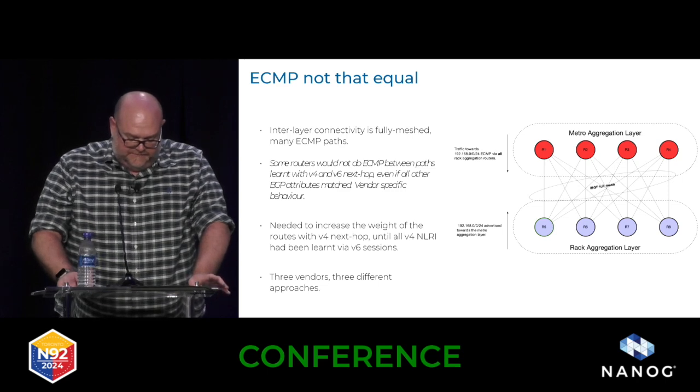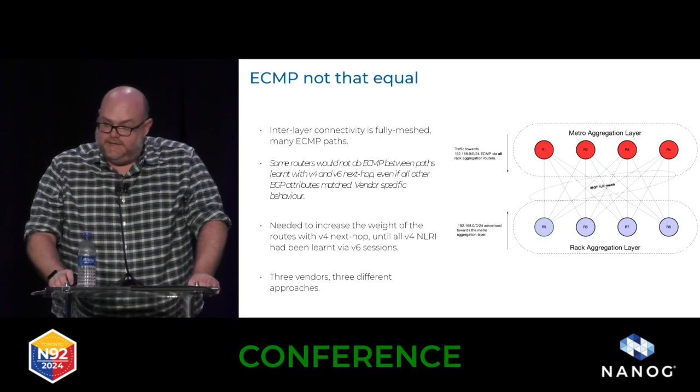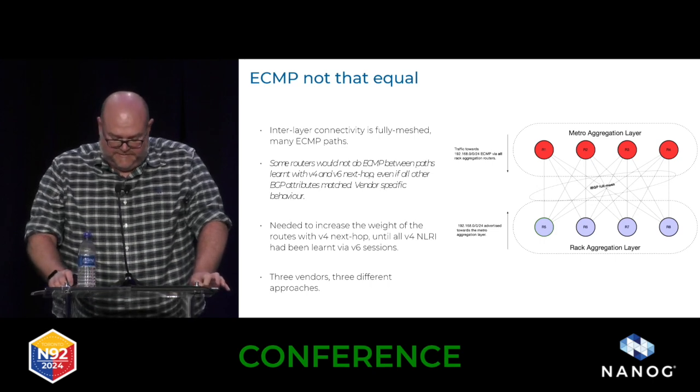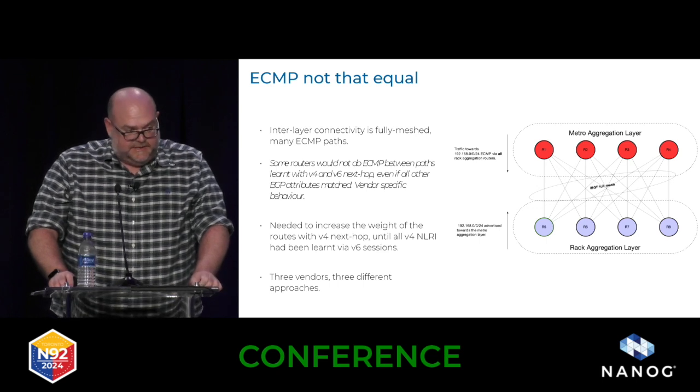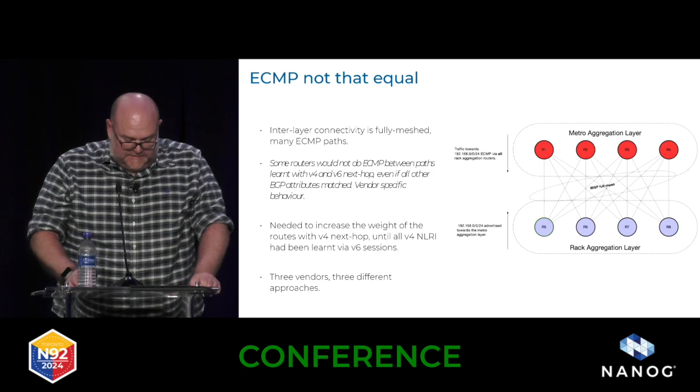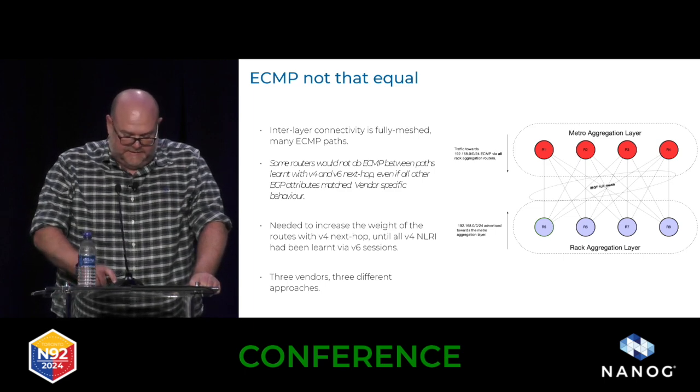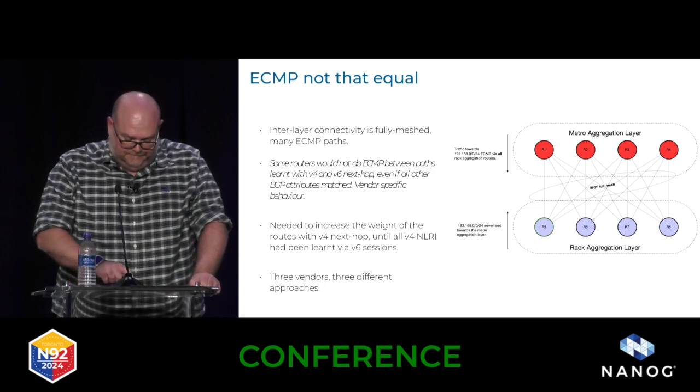Interestingly, a different vendor did what you would expect and would have different address family next hops in the same ECMP group. And our third vendor would prefer v4 over v6. So 3 vendors and 3 different approaches.